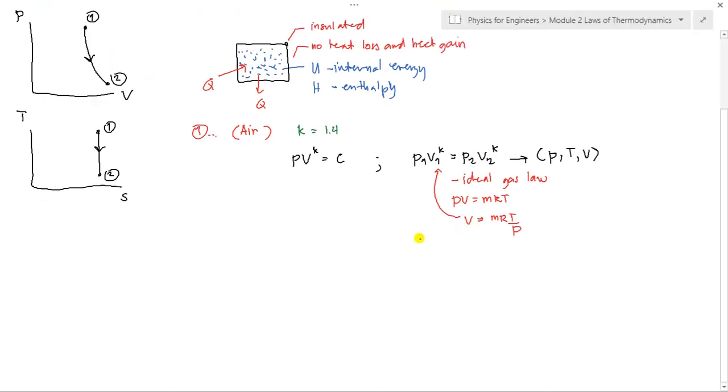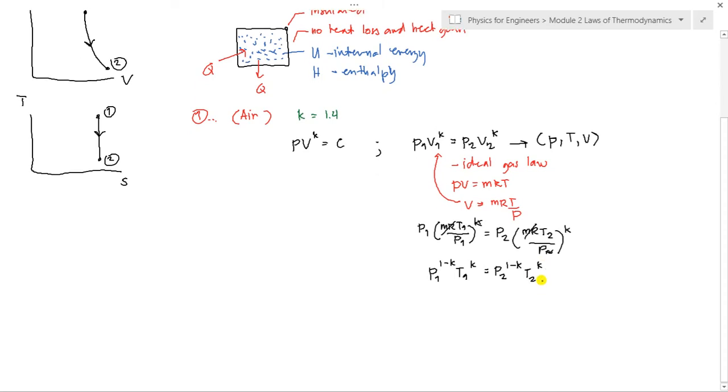So here, P1 times V1, which is MRT1 over P1, raised to K is equal to P2 times MRT2 over P2, raised to K. Since MR and MR are common to both sides, they cancel out even if raised to K. So here we have P1 raised to 1 minus K, T1 raised to K is equal to P2 raised to 1 minus K, T2 raised to K. Combining, this becomes T2 over T1 raised to K is equal to P1 over P2.